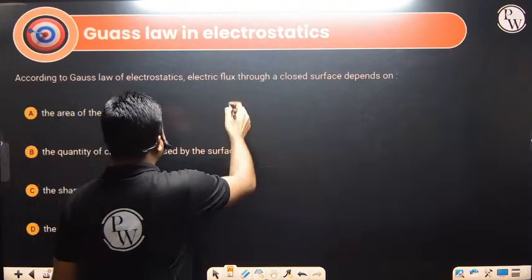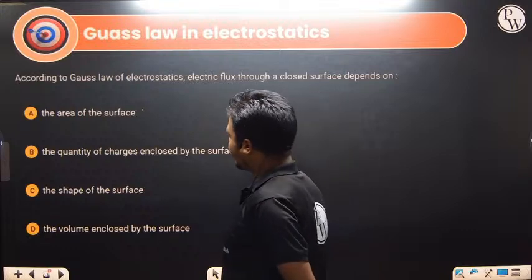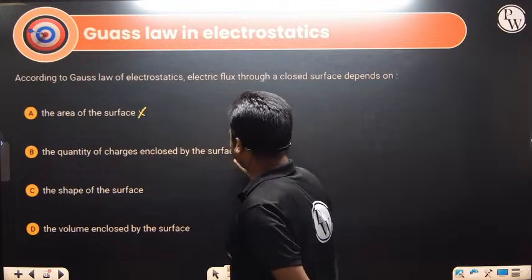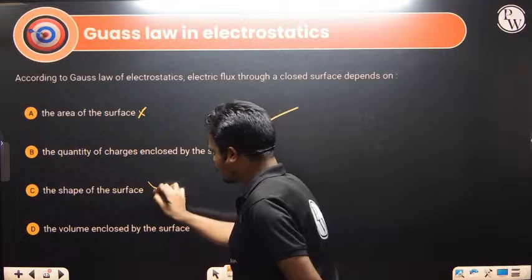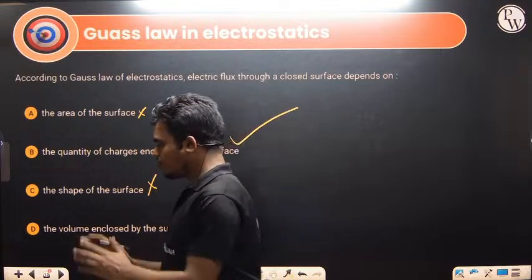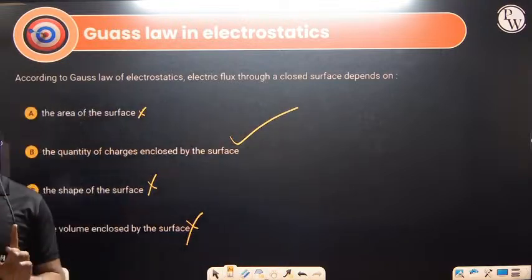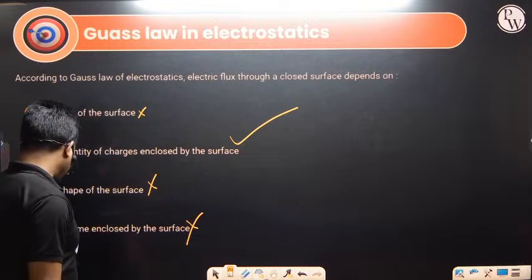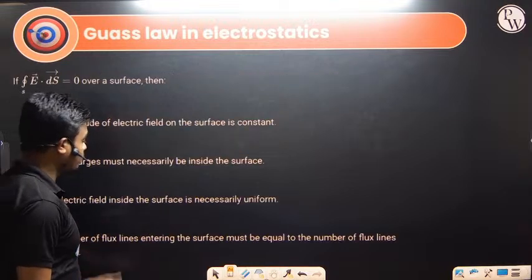According to the Gauss law of electrostatics, the electric flux through a closed surface depends on the area of the surface? No. The quantity of charge enclosed by the surface? Yes. The shape of the surface? No. The volume enclosed by the surface? No. It will not depend on volume, it depends only on the charges inside it. And it will not depend on the radius or the size as well.